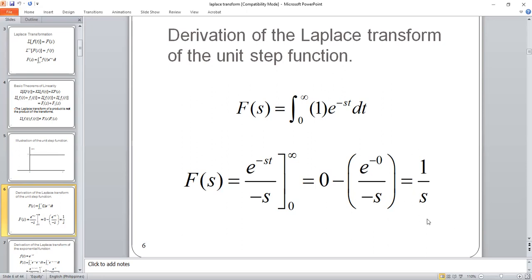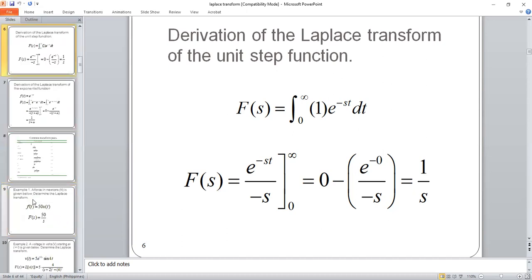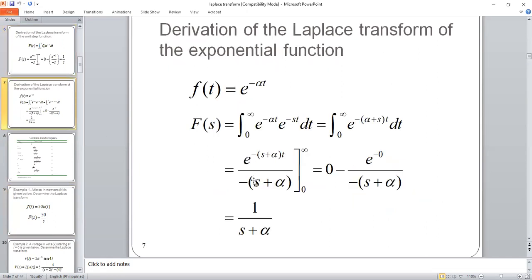So this applies not only to u of t, which has a value of 1, but to all constants that you wish to convert to a function of s. If you're after the Laplace transform of 25, for example, then your function of s for that would be 25 over s.